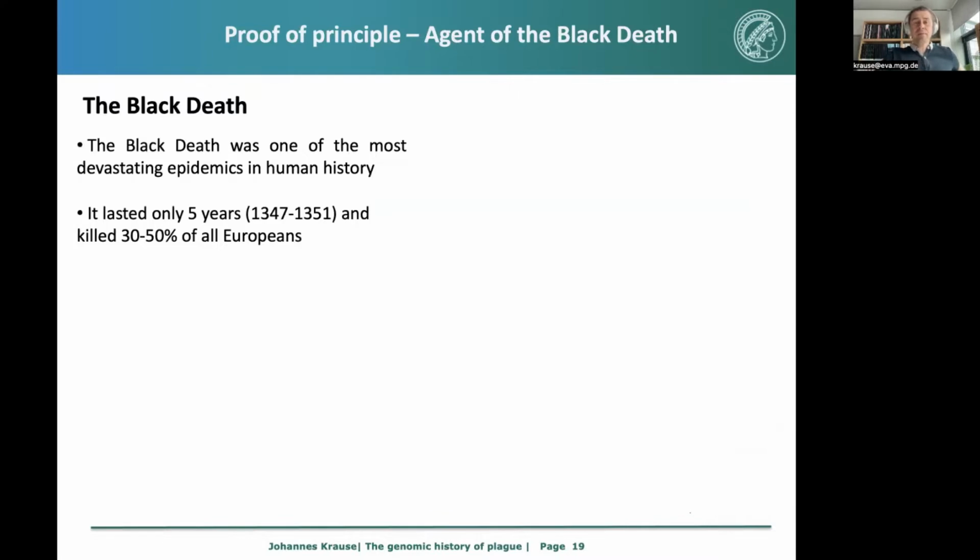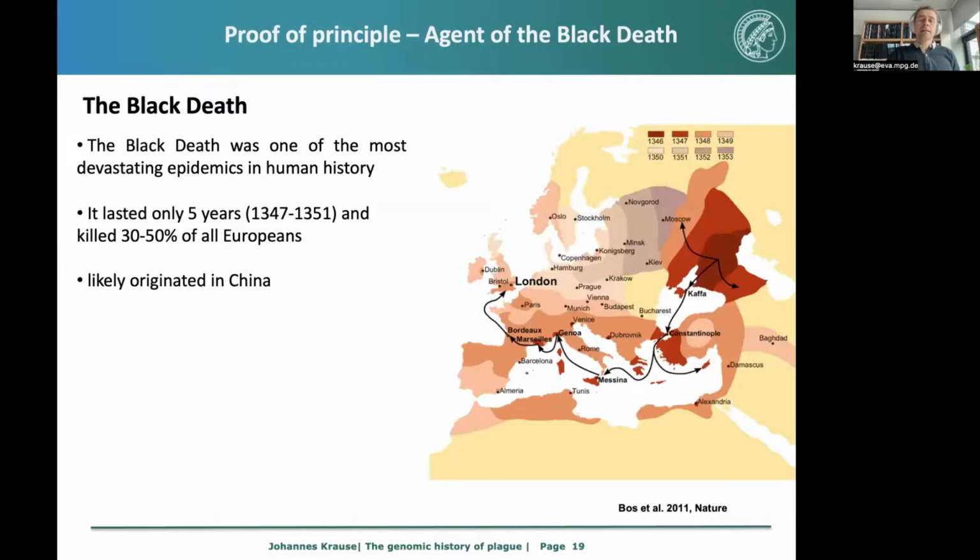The Black Death itself is a short time period of only 5 years in the middle of the 14th century. It has probably cost the lives of about half of all Europeans in that short time period. And it has been suggested that it originated in China, just based on historical reconstructions. It was supposed to have come from the East.